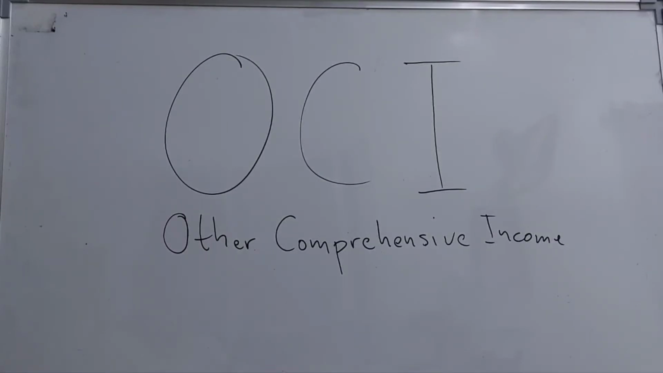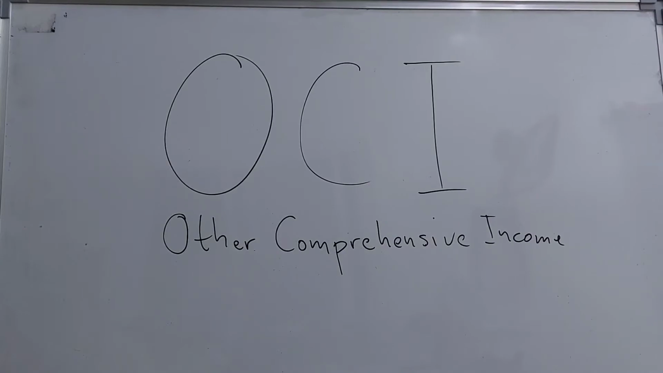Okay, next, so other comprehensive income or OCI. So other comprehensive income comprises items of income and expenses including reclassification adjustments that are not recognized in profit or loss as required or permitted by Philippine Financial Reporting Standards. So dito yung i-memorize nyo is yung 7 components of other comprehensive income.